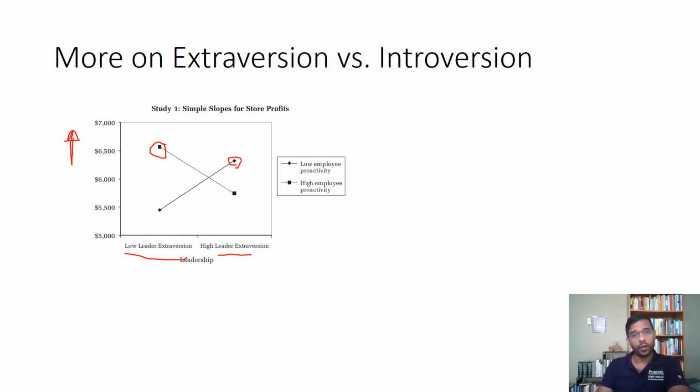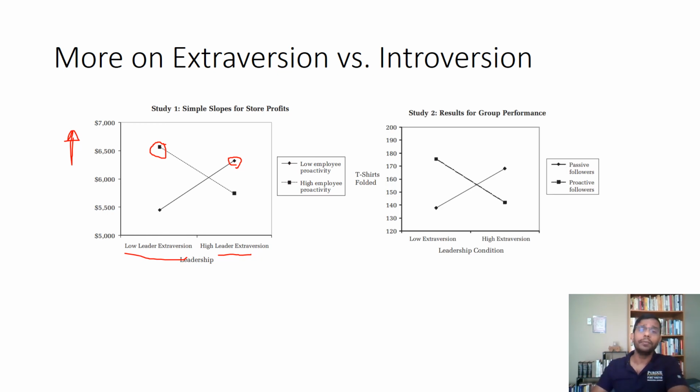Now, these researchers also repeated the study in the lab, where the task was for the participants to fold t-shirts, a pretty menial task, but even there they find the same result pattern. The introverted leaders were most effective with the proactive followers, whereas the extroverted leaders were more effective with the passive followers. So what do we learn here? We learn that extroversion is not universally effective when it comes to leading individuals. Even though we see that higher correlation, it does not mean that extroversion is universally effective. Introverted leaders can also be effective in certain situations. So people who are introverted are not necessarily at a complete disadvantage when it comes to leading.